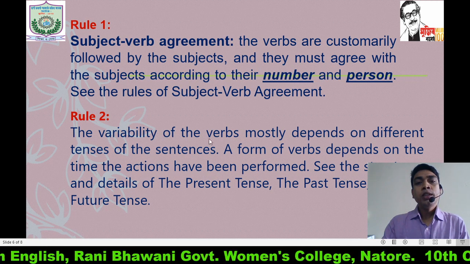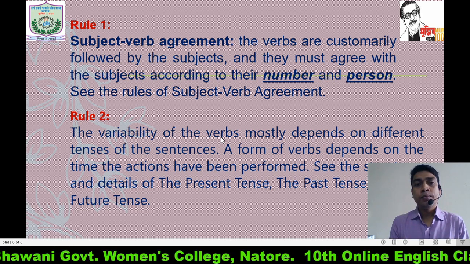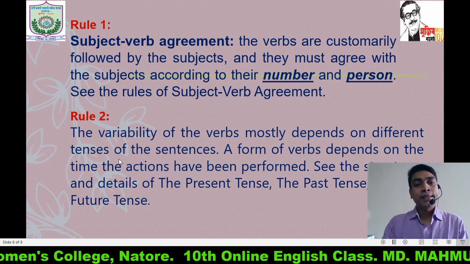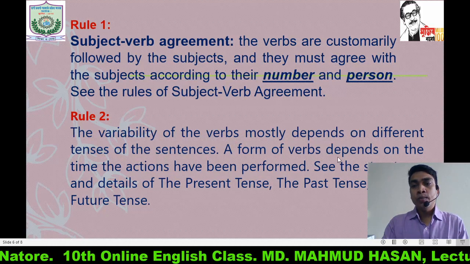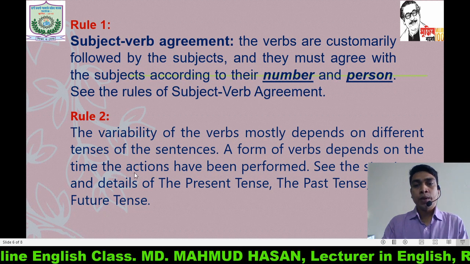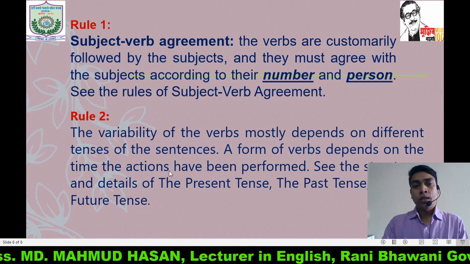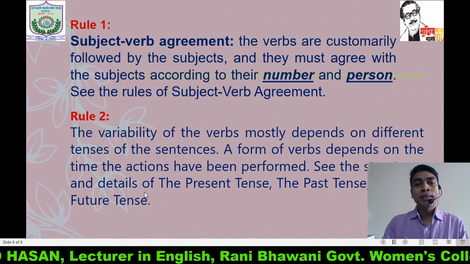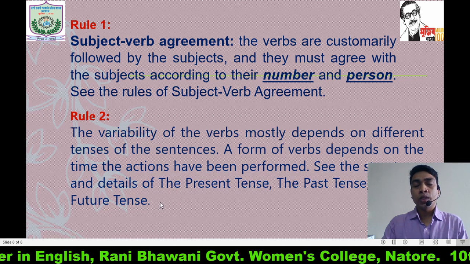The variability of the verb, or the change of verb, mostly depends on different tenses of the sentences. The form of a verb depends on the time the action has been performed. This is the definition of tense. See the structures and details of present tense, past tense and future tense.